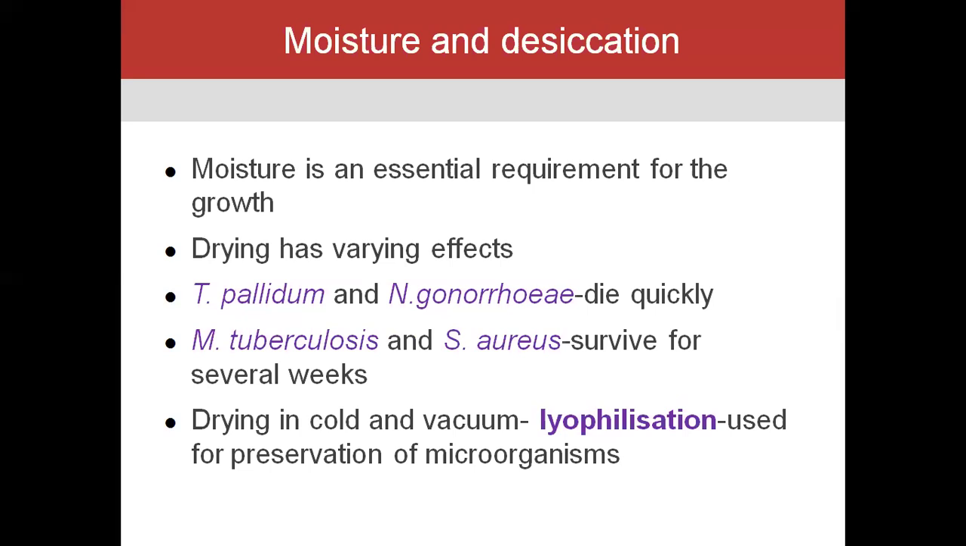So that's why, during transportation to the laboratory, they are placed in the transport media. Transport media do not allow the bacteria to multiply, but they maintain the viability. Why? Because Neisseria gonorrhoeae, if exposed to room temperature, will die. So that's why we place them in the transport media. And if you see Mycobacterium tuberculosis and Staphylococcus aureus, they survive for several weeks.